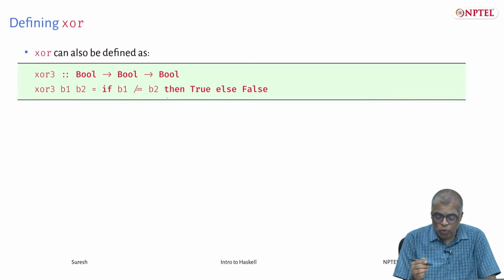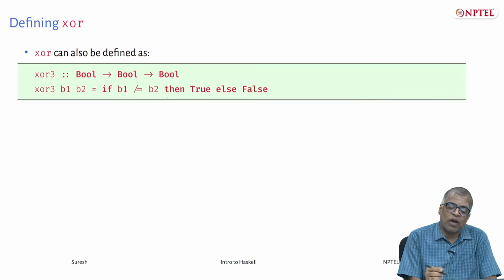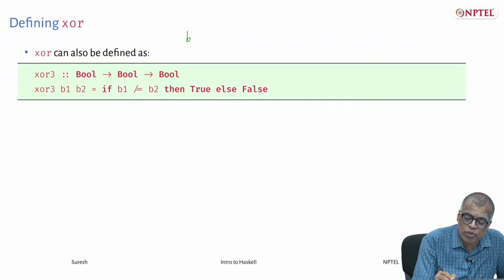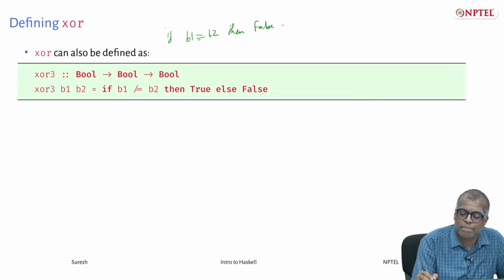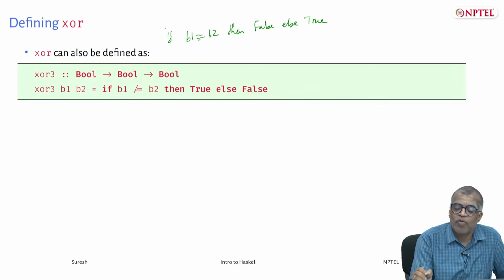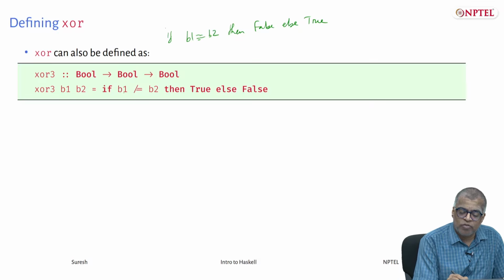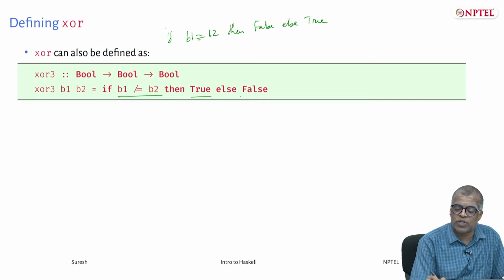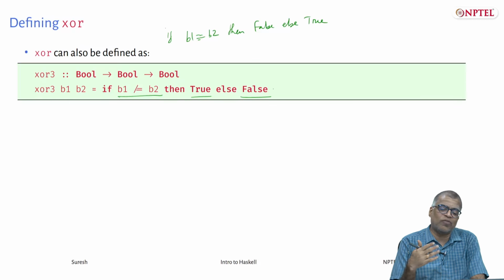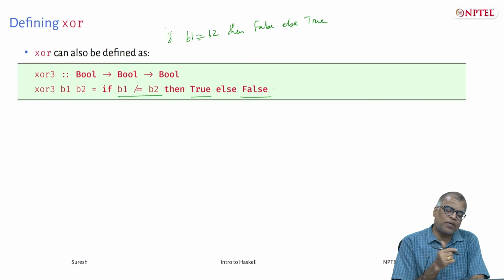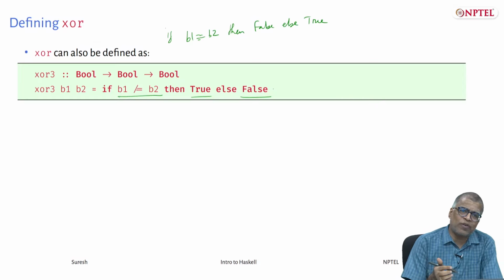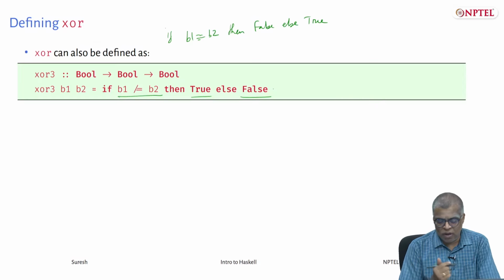Here is another way. You could flip the conditions. Earlier we said if B1 equals B2 then false else true, we can just switch the condition and the two cases, and you can write if B1 is not equal to B2 then true else false. Yeah, this is another way of writing the same XOR function. This is a third way of defining. But now this way of defining introduces a new aspect of Haskell.